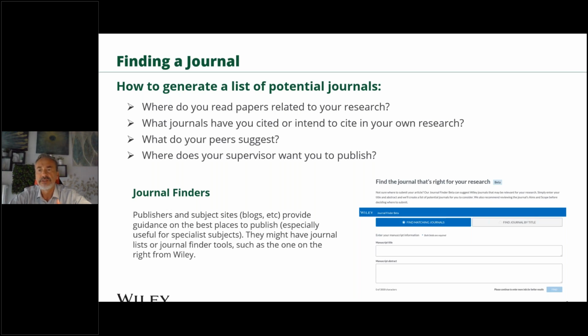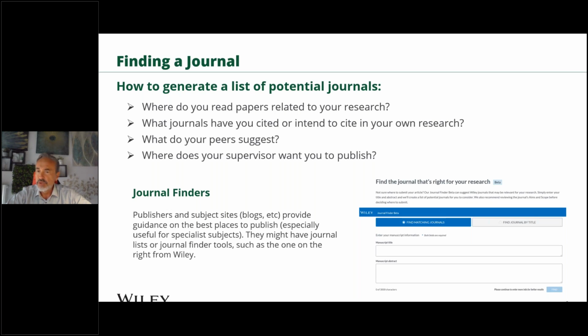Okay, so consider some of the elements that I have written in this slide. Where do you read papers related to your research? So start by reflecting on your reading habits and the sources you regularly turn to for research papers. Identify the journals or publications where you frequently find relevant articles. What journals have you cited or intend to cite in your own research? So look at the reference section of your own research papers or manuscripts.